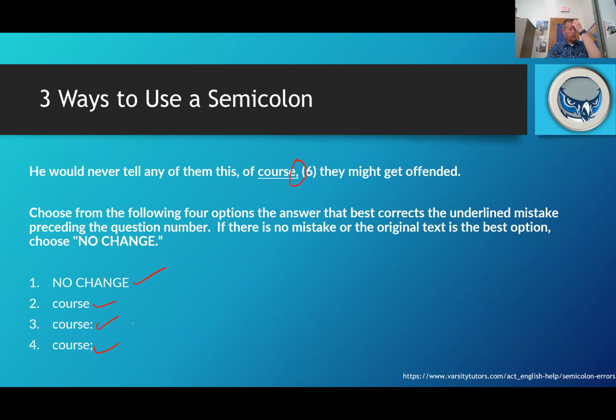Hit pause. The correct answer is four. You can use a semicolon right here because these are two independent clauses. He would never tell any of them this, of course. That is a complete sentence. That's an independent clause. They might get offended is an independent clause. You can separate these two independent clauses with a semicolon. That's true even if there's other punctuation elsewhere in the independent clause. That would not interrupt it. And you're not using this as a transitional word, so you wouldn't need a semicolon, then a comma. You're not separating them with a strong transition word.